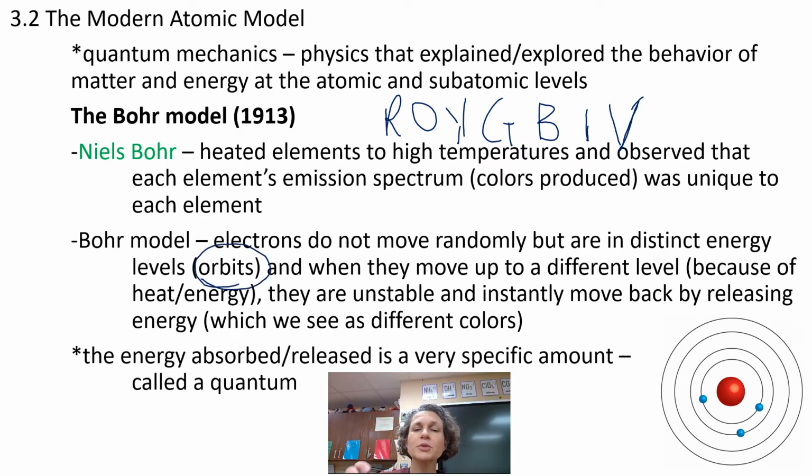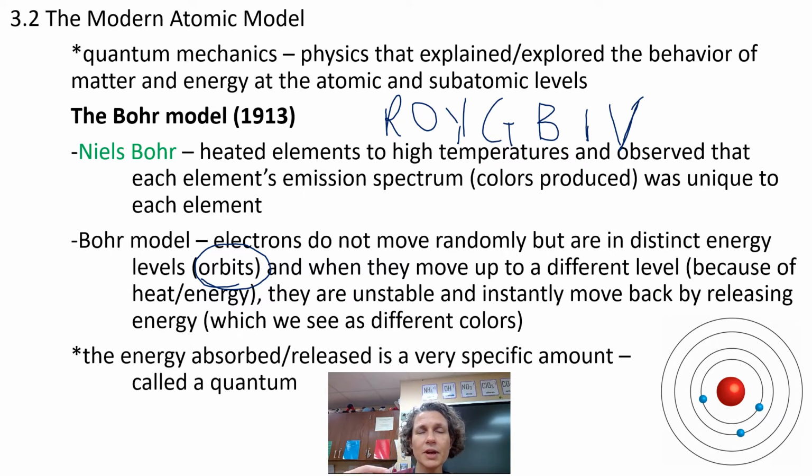And when they move up to a different energy level, because they've gained energy or heat because of his experiment, they're not really supposed to be there, so that makes them unstable. So they instantly move back to where they should be, but then all that extra energy that they had, they have to release it. And that's what we see as color. And so that's what he was seeing.